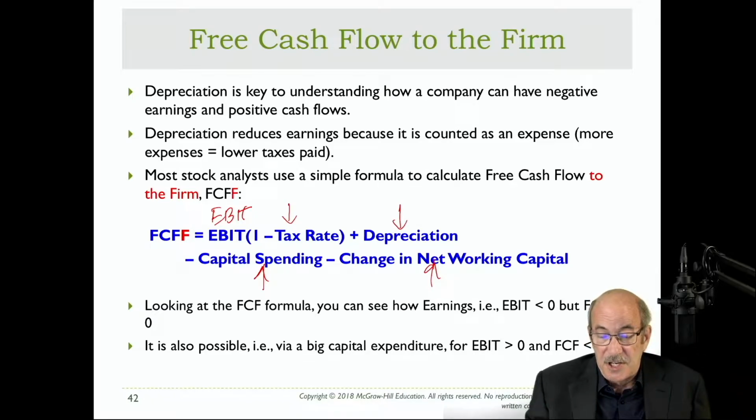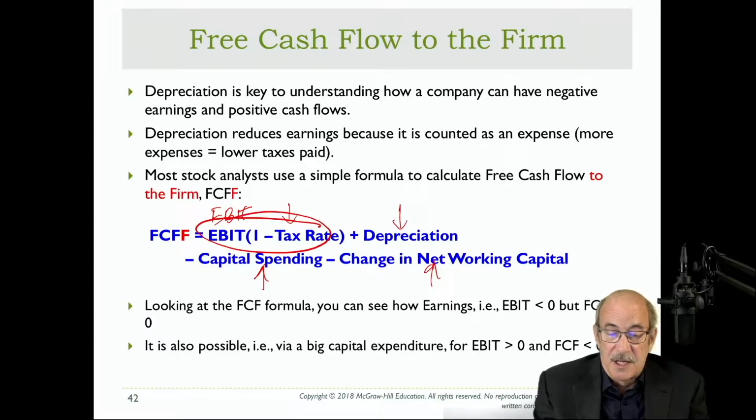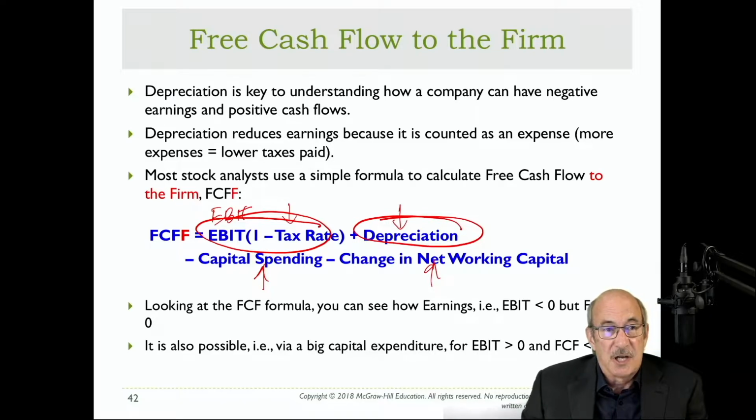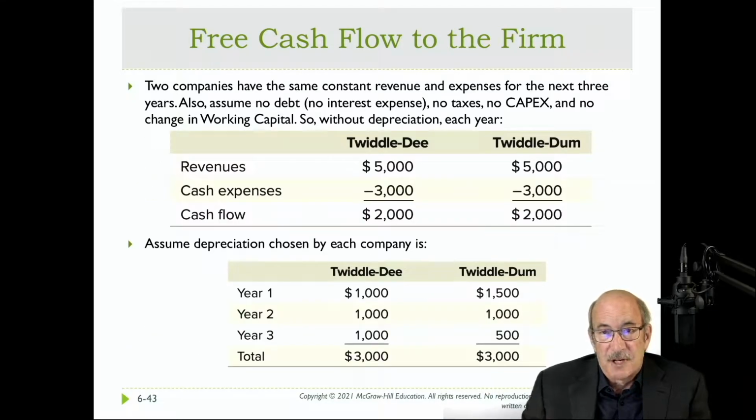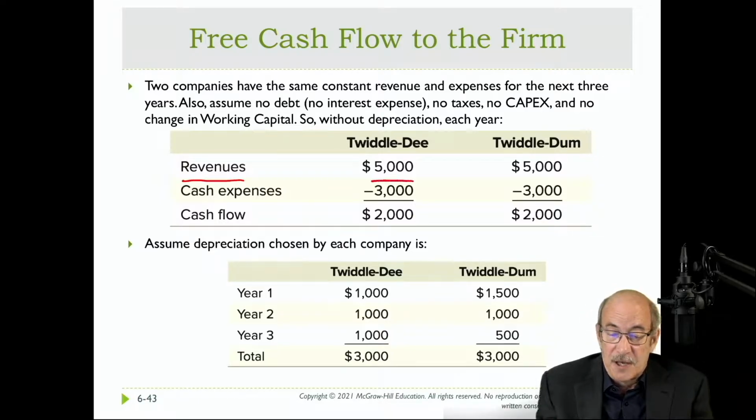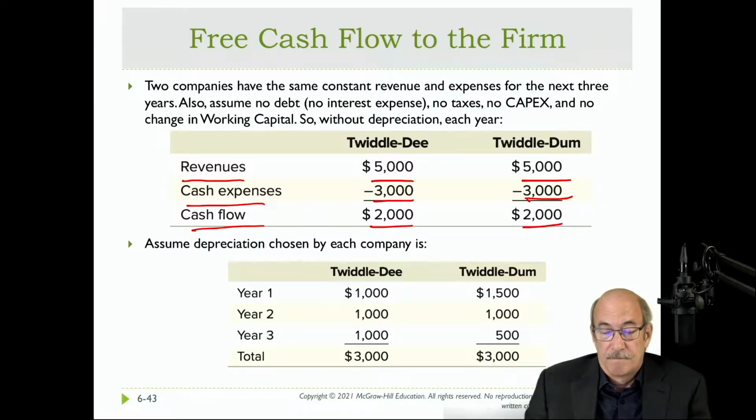So it's easy to see how, say, for instance, if this EBIT, even after tax, is negative, a very large depreciation deduction can turn this free cash flow to a positive value. To further prove this concept, here's an example. We've got Twiddledee and Tweedledum. We have revenues of $5,000 in each, cash expenses of $3,000 in each, and a cash flow of $2,000.